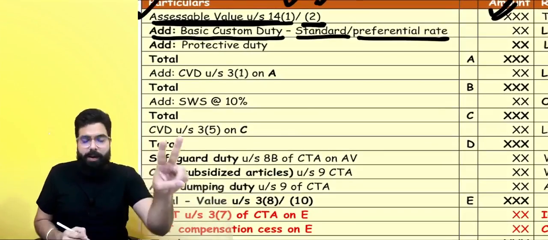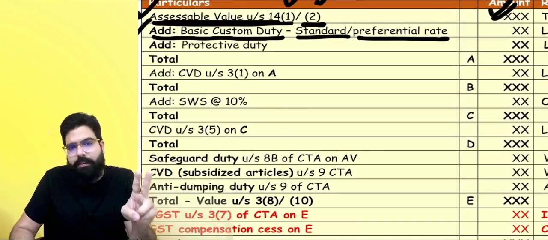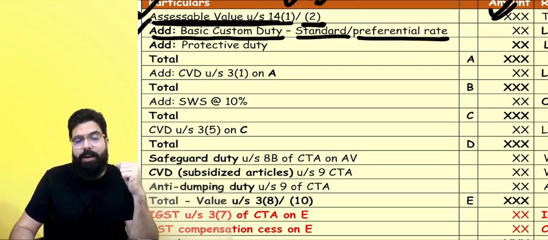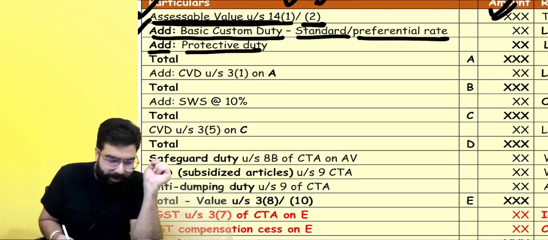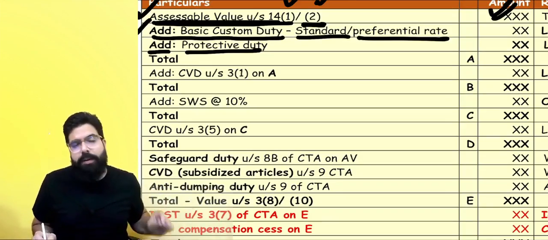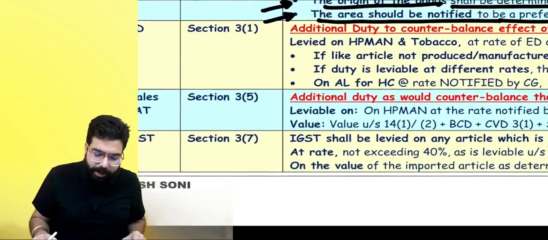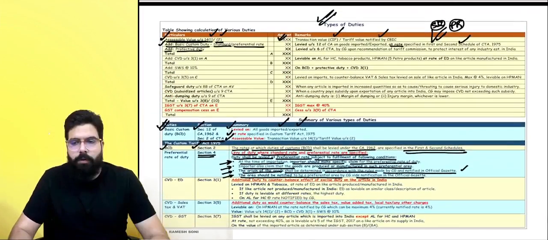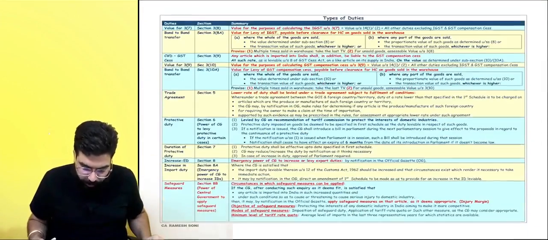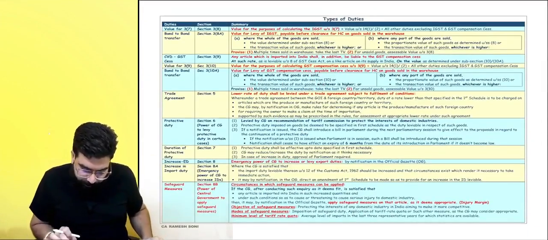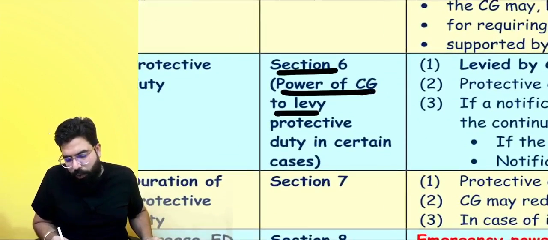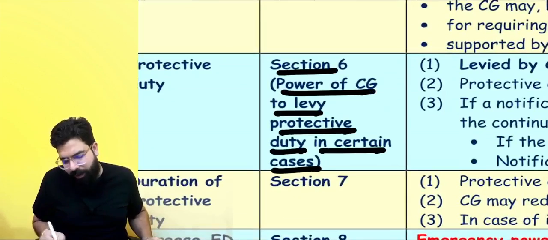Assessable value pays first duty, which is basic customs duty, either at a standard rate or a preferential rate, subject to fulfillment of the conditions. Then the next duty is protective duty. Sir, what do you mean by protective duty? Everyone listen to me very carefully. Whenever you want to claim protective duty, you will have to see section number 6, power of the central government to levy protective duty in certain cases.